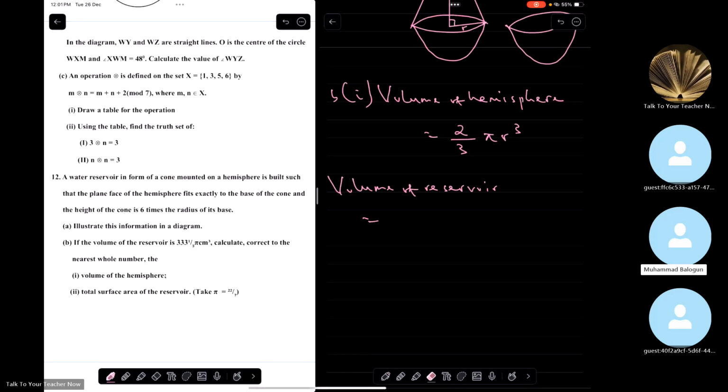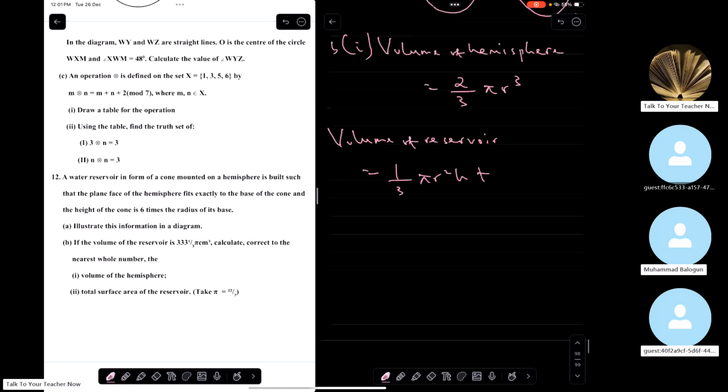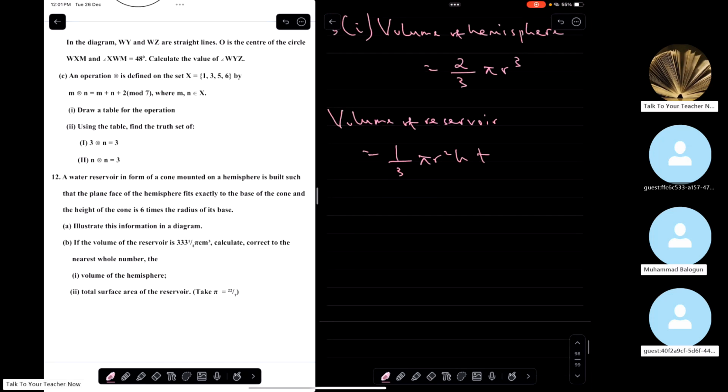What's the volume of the cone? 1 over 3 pi r squared h plus. Dude, you are not paying attention. What's the volume of the reservoir? That's the volume of the cone plus the volume of the hemisphere. Yeah, I'm paying attention. So the volume of the cone is 1 over 3 pi r squared h. What's the volume of the hemisphere?